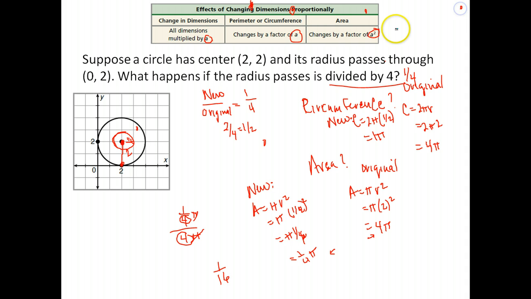So again, we could have just used this rule up here: when you change the dimensions, the perimeter or circumference changes by a factor of a, which it did. Our a was 1/4. And the area is supposed to change by a factor of a squared, which it did. 1/4 squared is 1/16. So if you're changing both dimensions of something, you really can just use this rule.